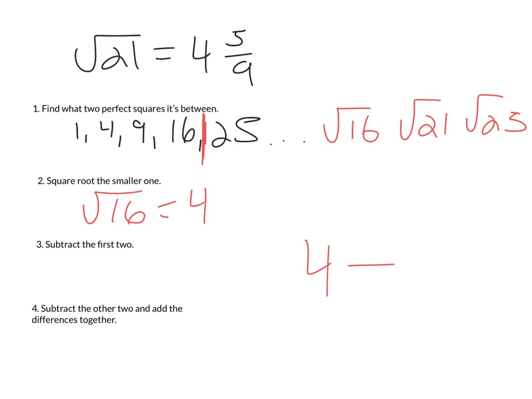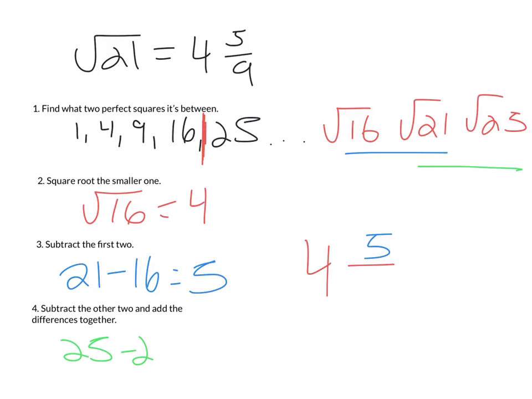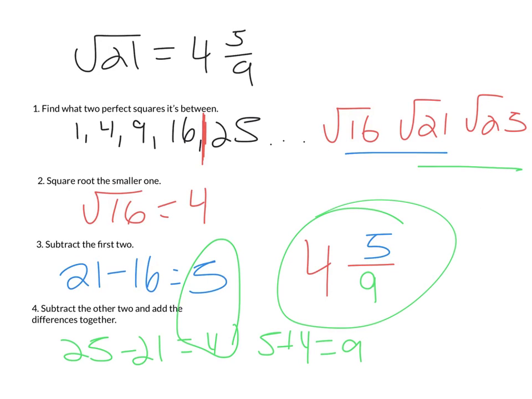And then if I subtract the first two, 21 minus 16, that gives me 5. So my numerator is 5. And if I subtract the other two, 25 minus 21, that gives me 4. And I want to add the differences together, so 5 plus 4 is 9. So I put that as my denominator, and I get my fractional estimate, which is 4 5/9.